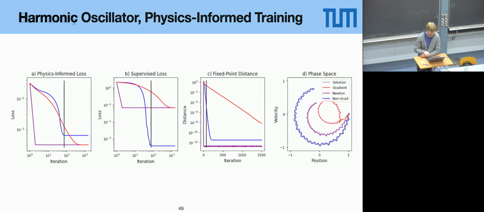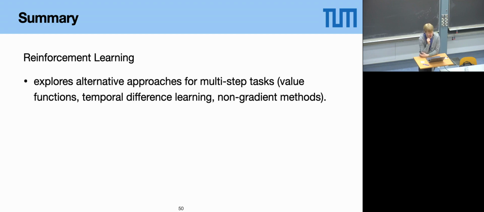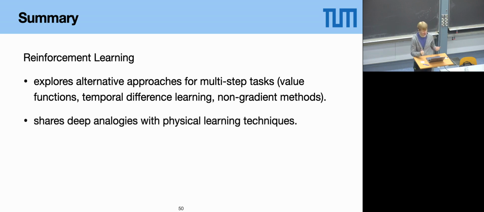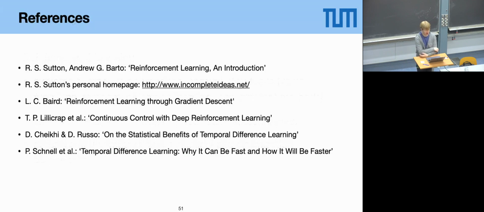A quick summary for the lecture today. Reinforcement learning explores an alternative approach for multi-step tasks. We've talked about value functions, temporal difference learning, and non-gradient methods. There are some analogies with physical learning techniques, for instance physics-informed training, and it addresses computational, statistical, and optimization bottlenecks of various sorts that you have in multi-step problems, and this ultimately justifies them. If you're interested in looking deeper, here are some references that I can recommend.